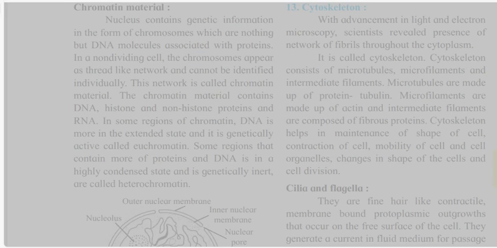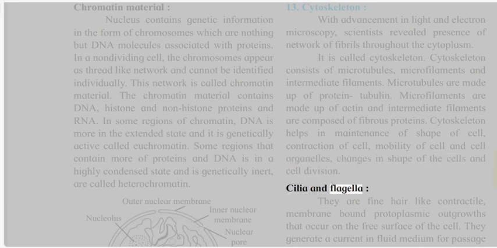13. Cytoskeleton. With advancement in light and electron microscopy, scientists revealed the presence of a network of fibrils throughout the cytoplasm. It is called the cytoskeleton. The cytoskeleton consists of microtubules, microfilaments and intermediate filaments. Microtubules are made up of the protein tubulin. Microfilaments are made up of actin and intermediate filaments are composed of fibrous proteins. The cytoskeleton helps in maintenance of shape of the cell, contraction of the cell, mobility of the cell and cell organelles, changes in shape of the cells, and cell division.